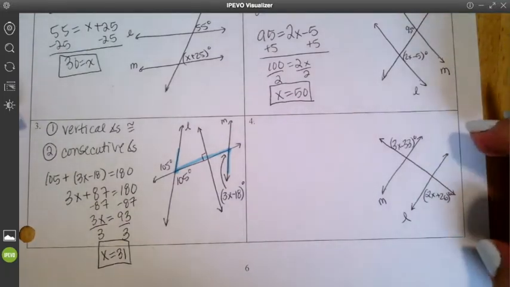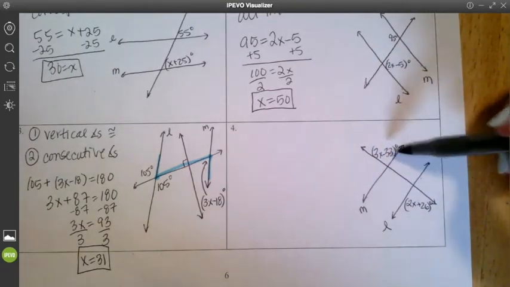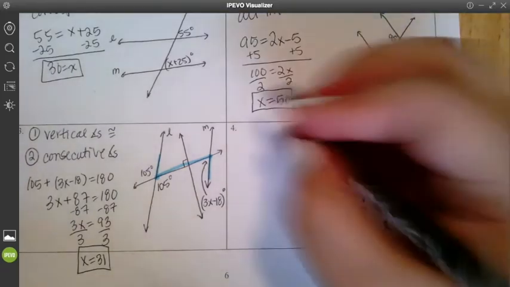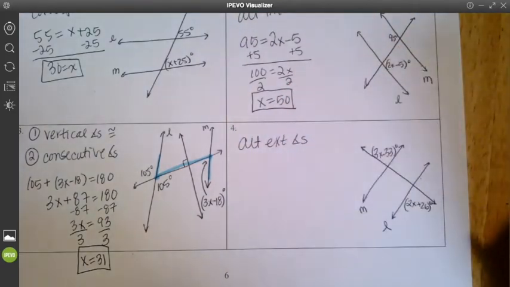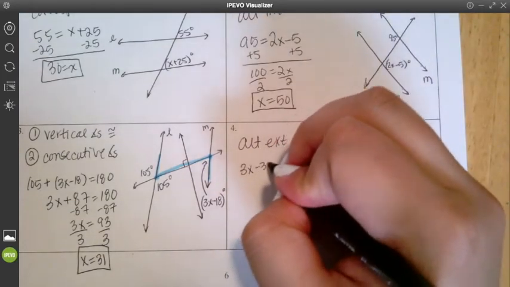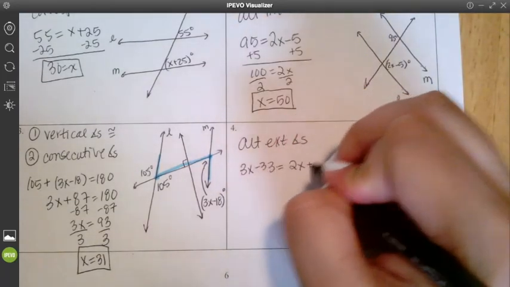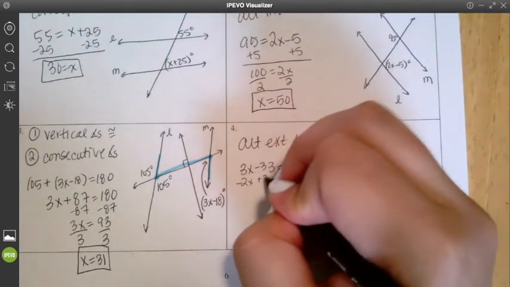Okay, now our last one on this page, we have here, if L and M are parallel, these are alternate exterior angles, which means they should be congruent. So we have 3x minus 33 equals 2x plus 26 minus 2x plus 33.